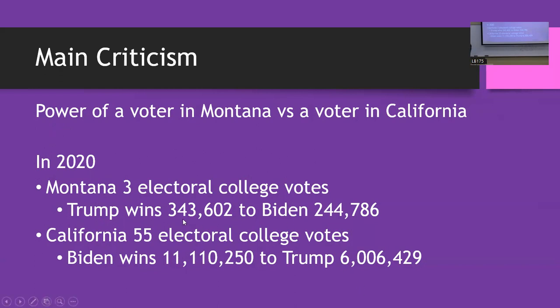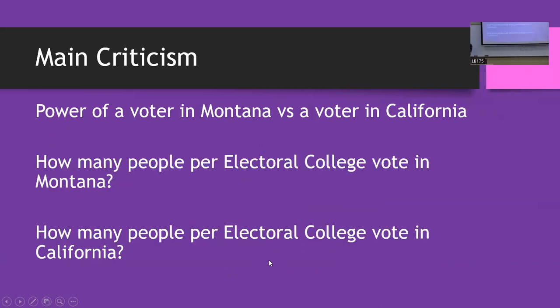in Montana, Donald Trump beat Joe Biden by about 100,000, but in California, Biden beat Trump by like 5 million, right? So the numbers for some of the small states, the gaps aren't as big as in some of the big states, okay? So if you want to do how many people per Electoral College vote in Montana versus how many people per Electoral College vote in California, turns out they're different, okay?